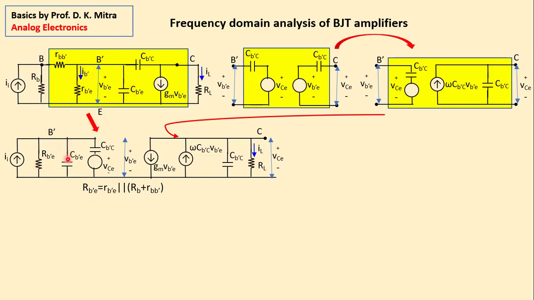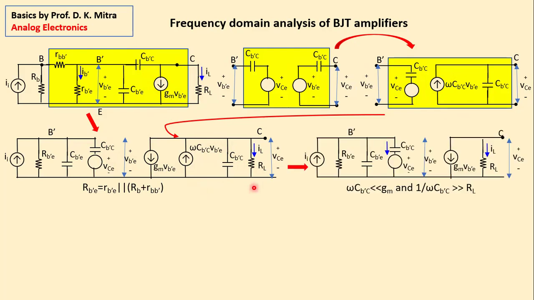This capacitor is already here. The base collector junction capacitor has been split into two parts. The left hand part is this here, and the right hand part is this here. This current source gmVB'E is still there, and the load RL is still there. We have not done anything mischievous, we have just replaced the circuit by its equivalent.